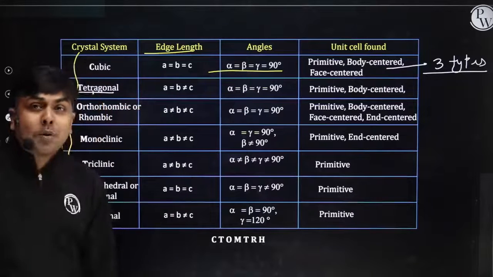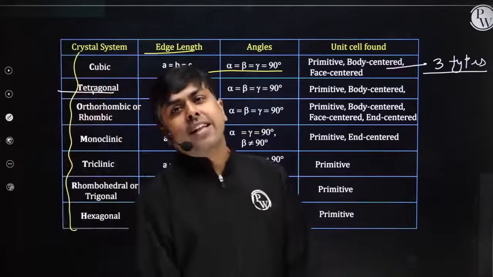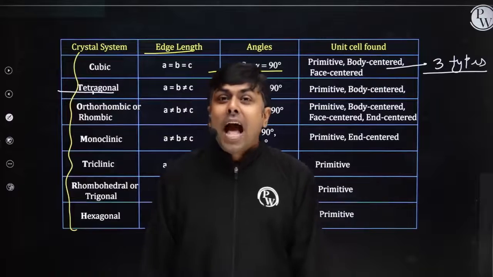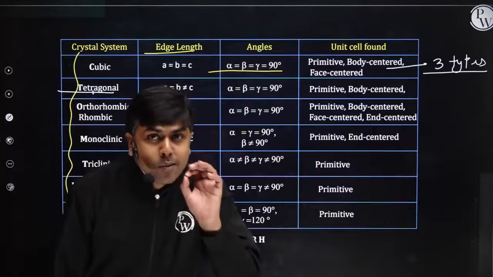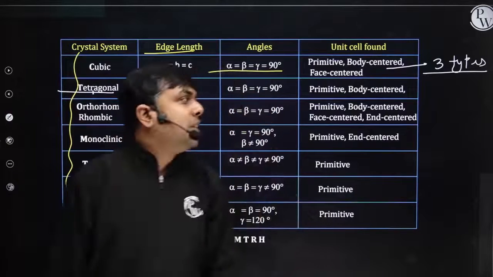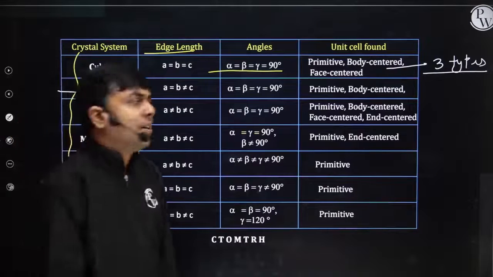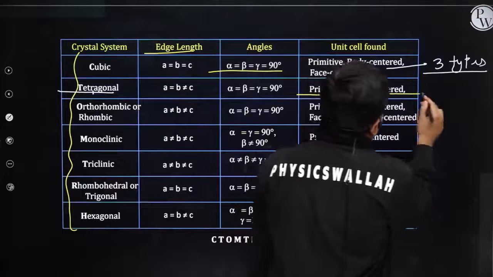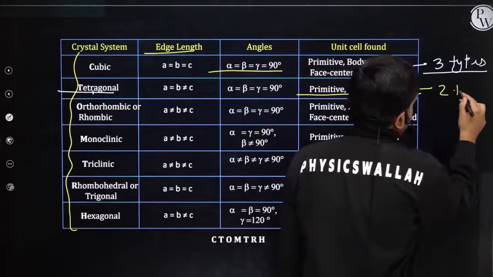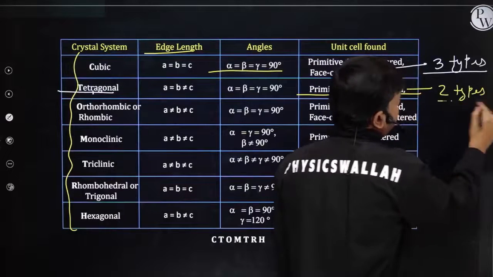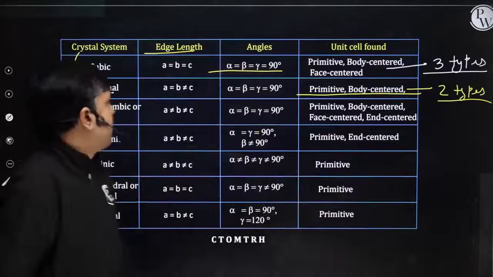Students, if I talk about the interfacial angle, it is still the same: alpha equals beta equals gamma, and that equals 90 degrees. If I talk about the type of unit cell we find here, primitive and body centered. So two types of unit cell from tetragonal. Am I clear?